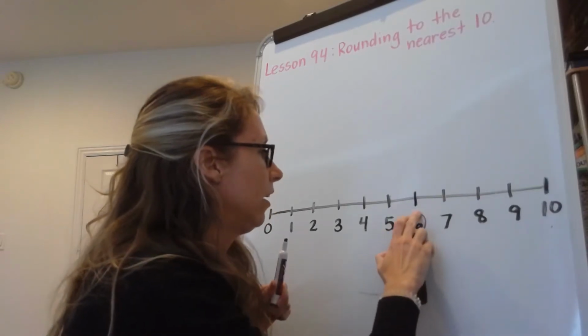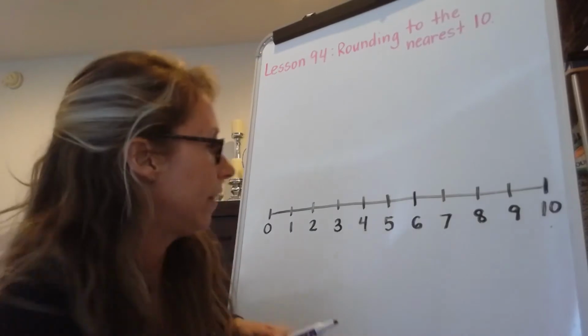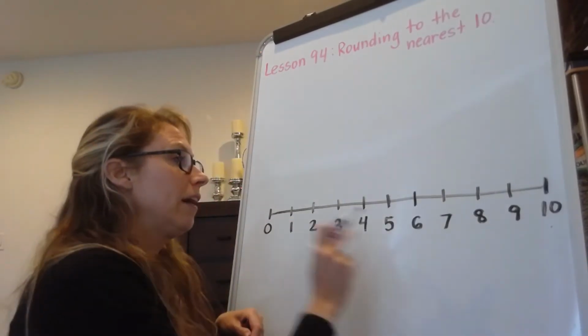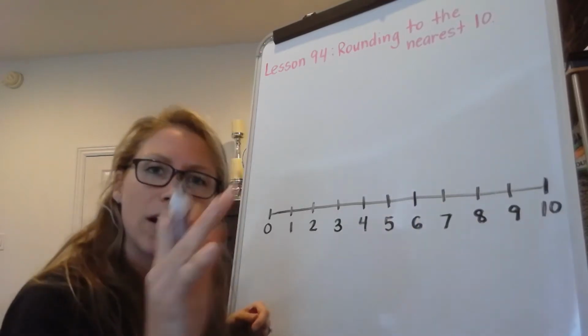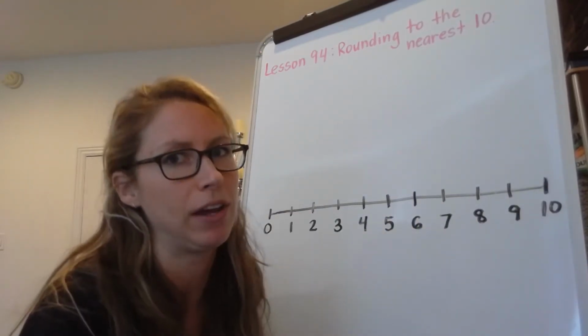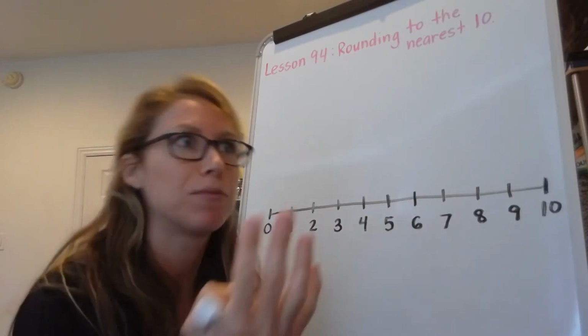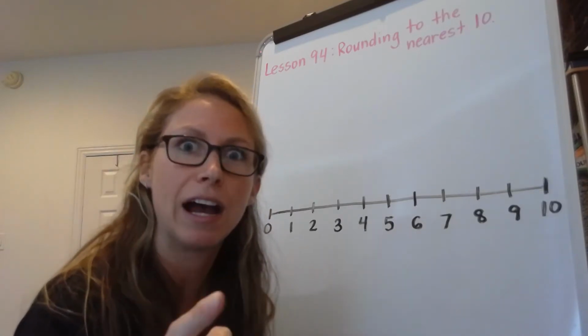So everything that has a smaller number in the ones column will round back, and a bigger number in the ones column will round forward. Now, what's smack dab in the middle of our number line? 5, because 5 plus 5 equals 10. So half of 10 is 5.